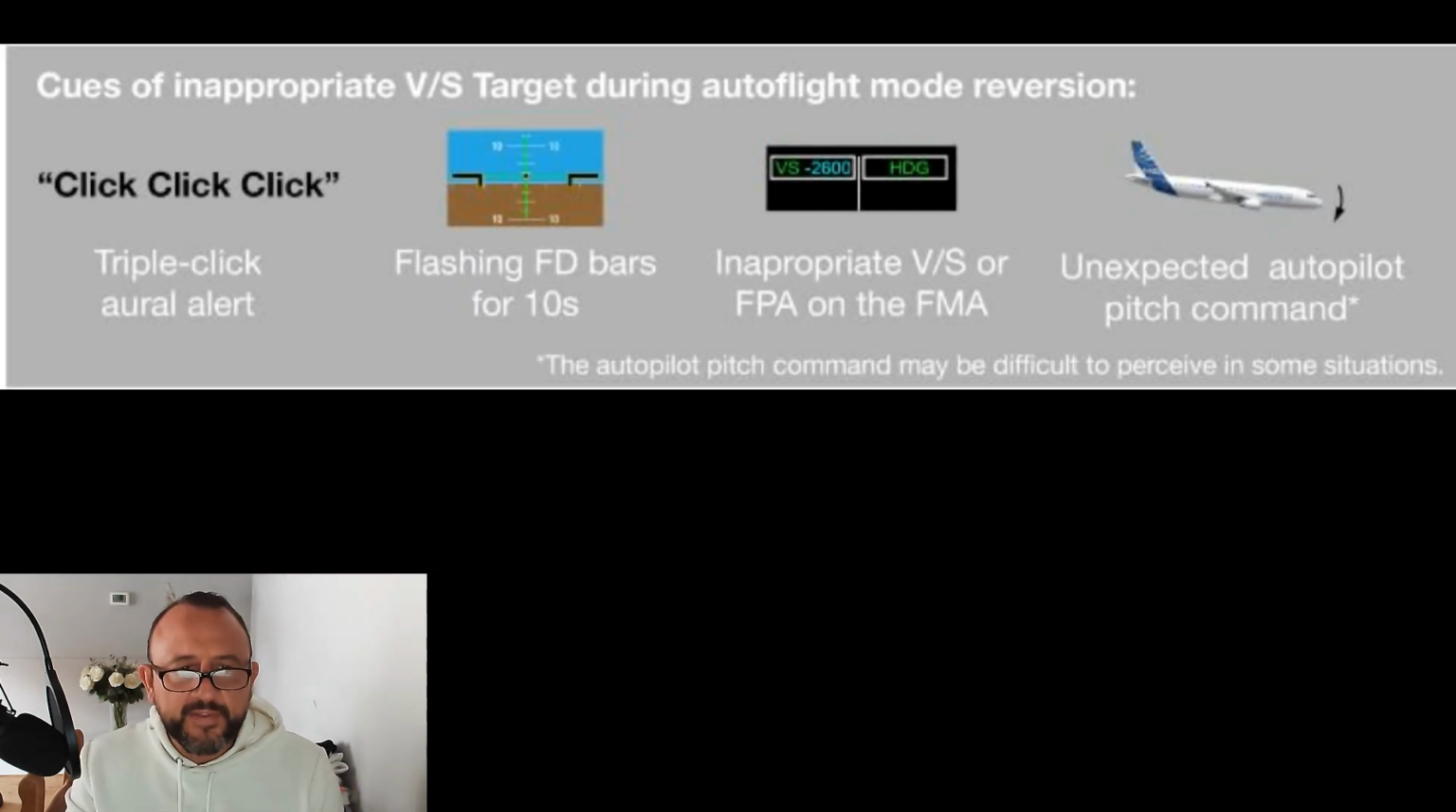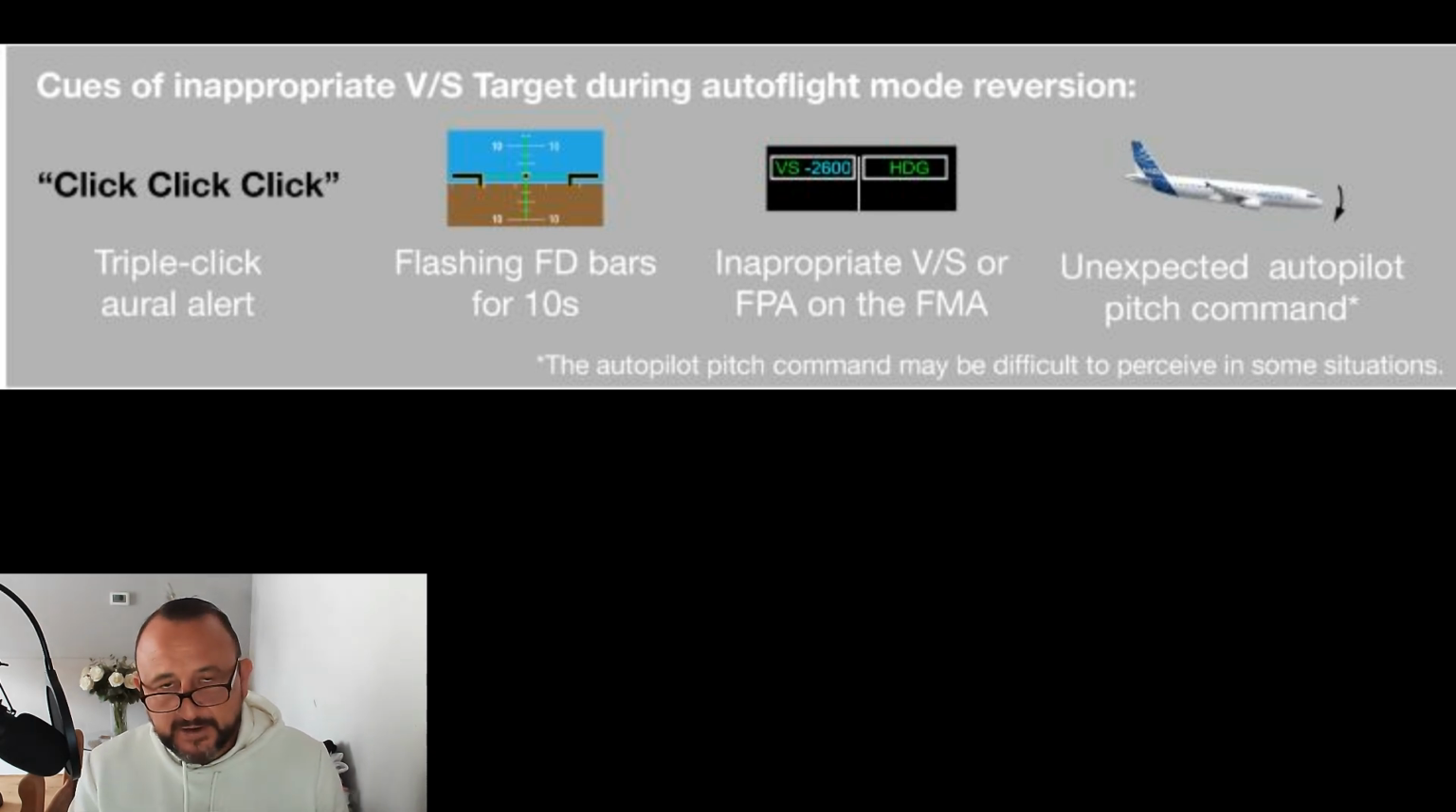So let's just move on then to some operational considerations, and then we'll take a look at the enhancements here, which I mentioned earlier on. So flight crews can identify an occurrence of an inappropriate VS target during autoflight mode reversion thanks to several cues. First of all, we've got the aural and visual alerts. When you get a mode reversion, we hear a triple click except on the 300 and the 310. But largely, FDs will start flashing guidance mode boxing on the FMA triggers to attract attention to the flight crew, who can check the reversion parameters.